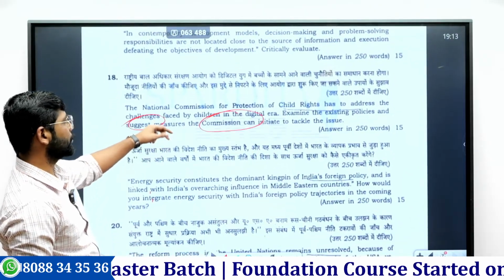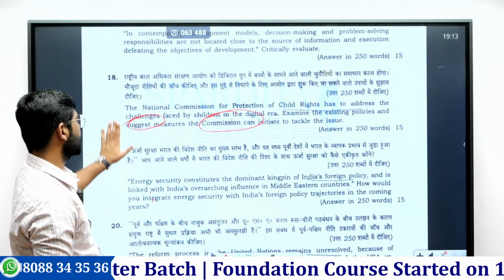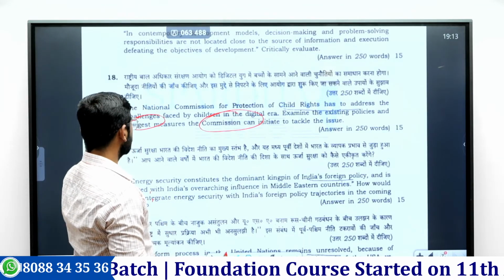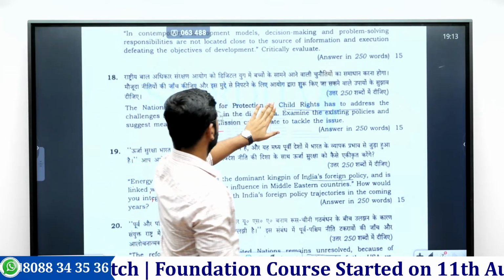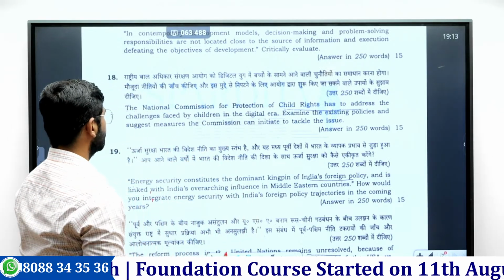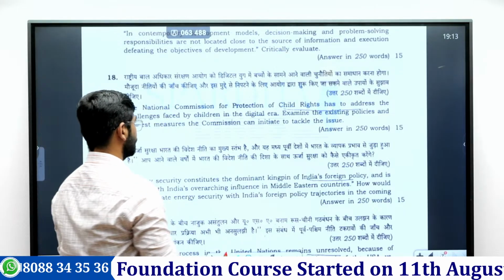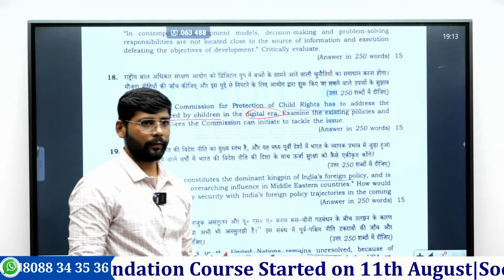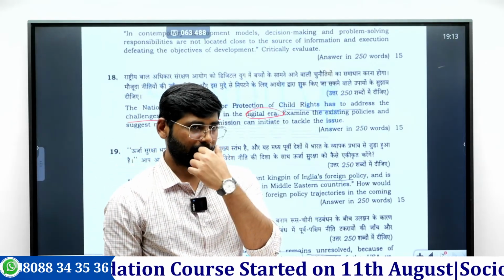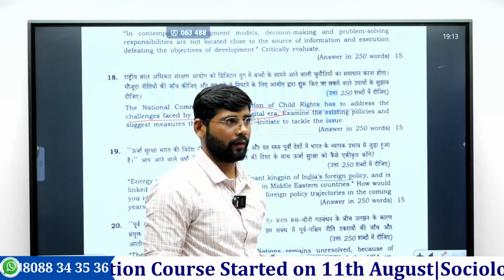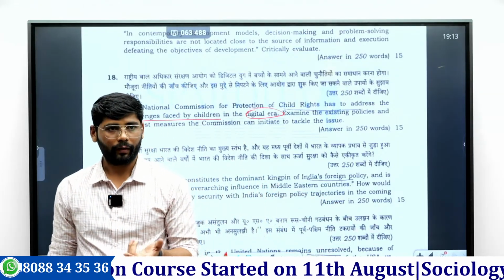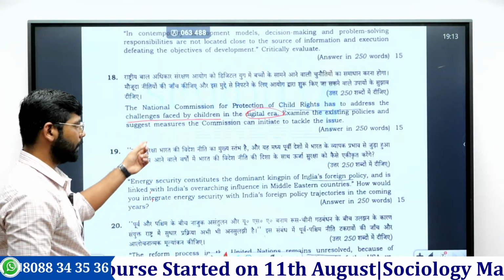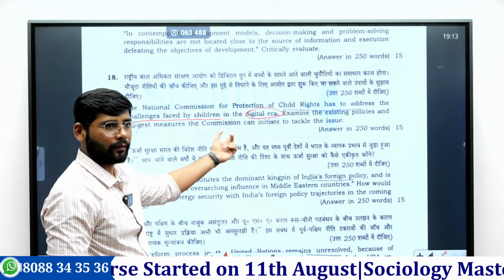In this also, the National Commission for Protection of Child Rights has addressed challenges faced by children in the digital era. The second point is the digital era. Leave this one. Challenges faced by children should be our focus here. Digital era means mostly, because of this, child pornography was in the news. The Supreme Court used some different word. They banned all the websites. All these things, because of the digital era, you can connect here.